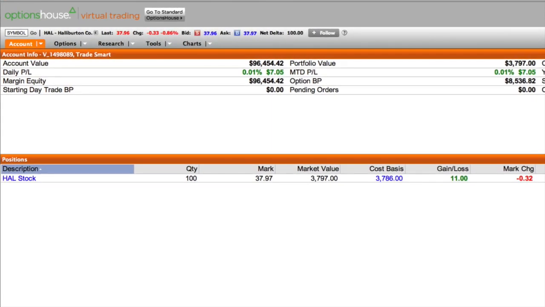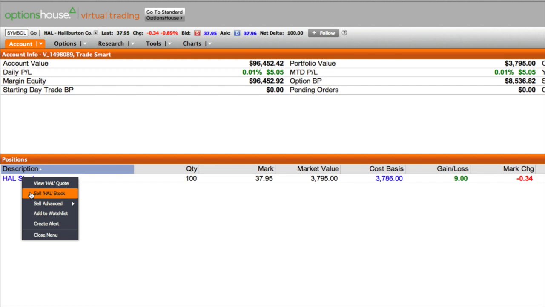So I've already purchased the stock here, and the way that we're going to do this is we're going to select the position. If you look in my positions here, I've got some Halliburton stock. You can see I purchased 100 of them, and we've got a cost basis of $37.86. All right, so let's go ahead and click on that link. When we click on it, you get a little drop-down menu, and we're going to come down to the menu item that says Sell Halliburton Stock. Sell Hal. All right, so we're going to sell that.